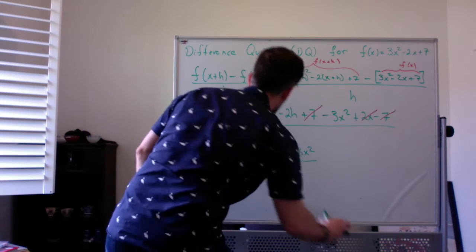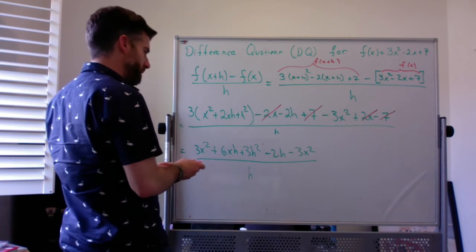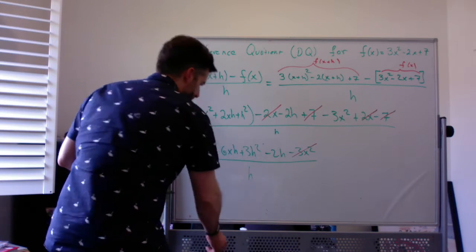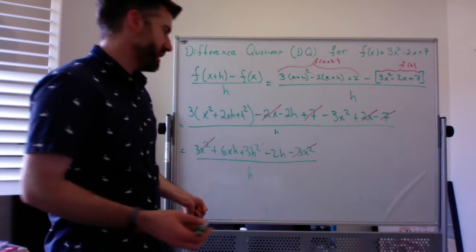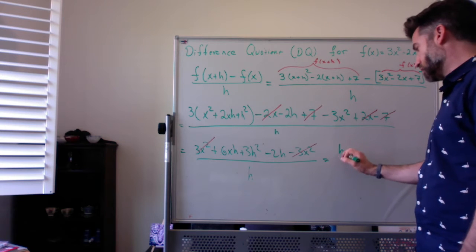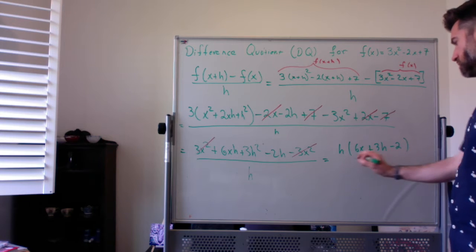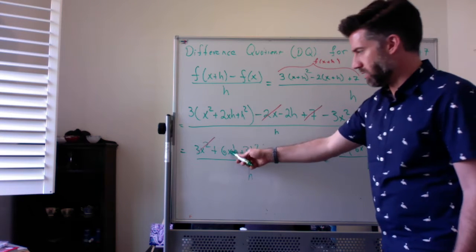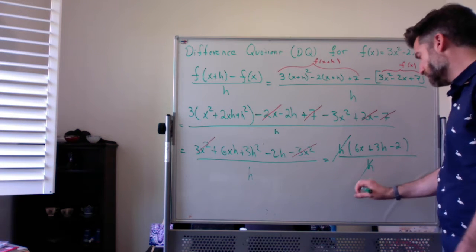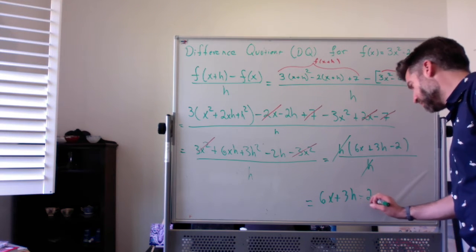And now I can see again on top the non-h things, 3x squared and minus 3x squared, canceling out. Now you can either jump straight to the end, or you can take the additional step of factoring out an h from all the things on top that now have an h in them. So I've got h times 6x plus 3h minus 2 all over h, right? Because from here I pulled out an h, from here I pulled an h, so there was one left, from here I pulled out an h. These h's cancel, and then my final answer is 6x plus 3h minus 2.